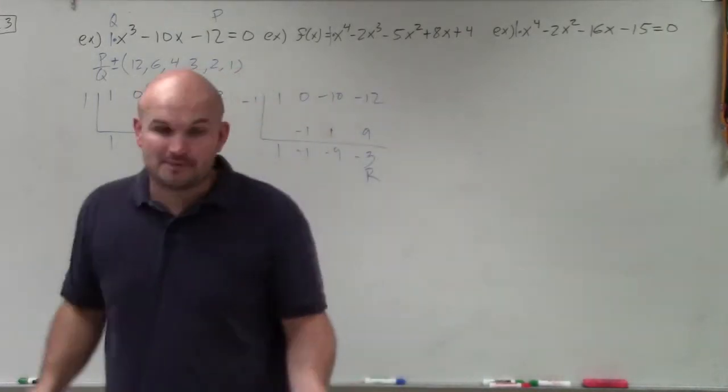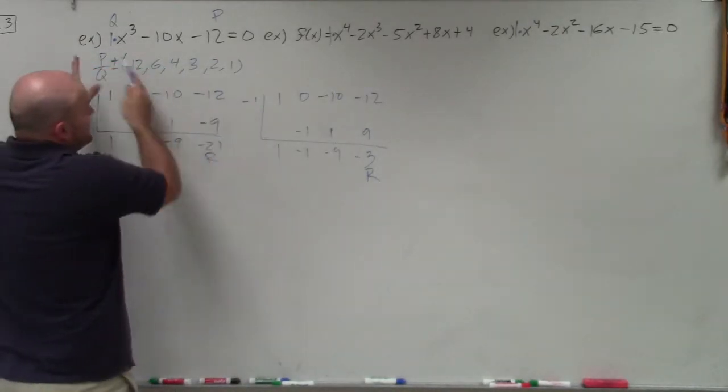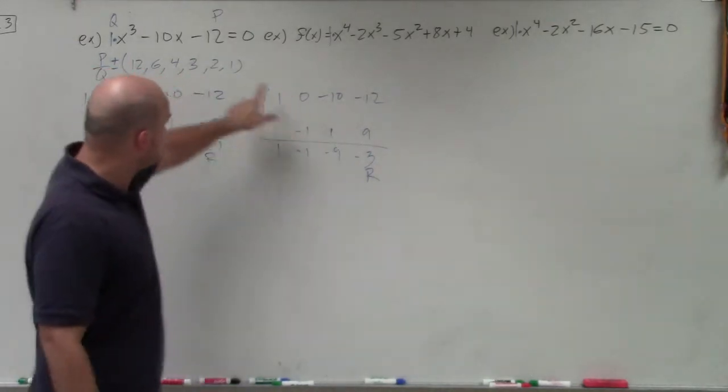Again, we have another remainder. So therefore, those are not roots. That means you can't create a factor that's going to evenly divide with 1 and negative 1. So now we move to the next number, 2.